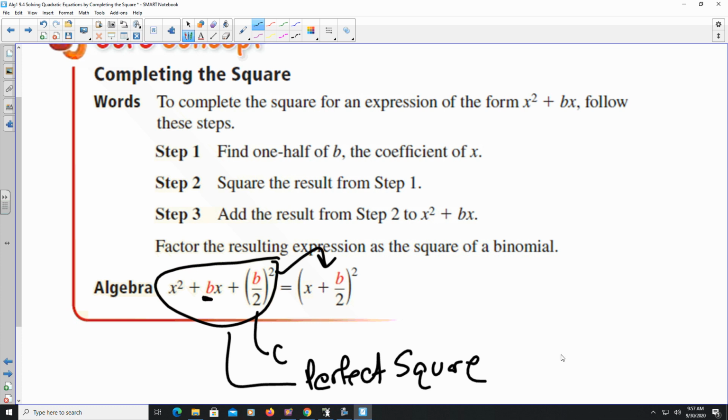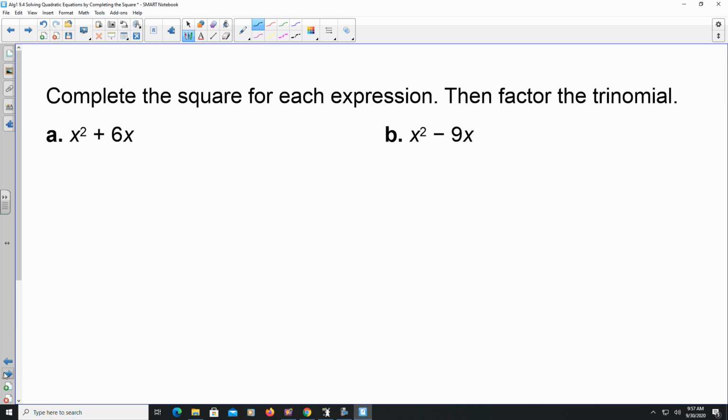For the first part, they're not equations, they're expressions. So all they want us to do is complete the square of the expression, which means, since there's no equal sign, we are trying to find a value for c.